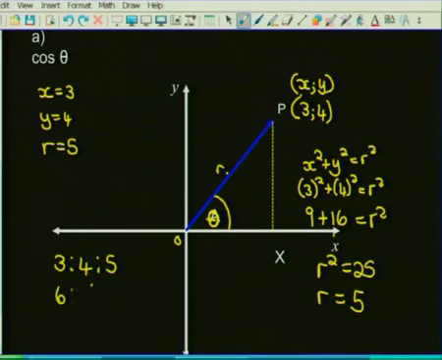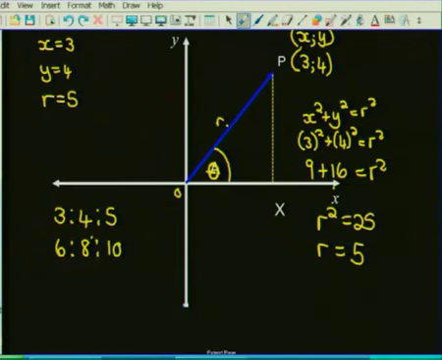And then there's also 6, 8, and 10. And of course, any multiple of that one would be applicable. And then there is 5, 12, and 13. These triples are useful. There are many others, but these 3 are the main ones that seem to get used in questions. So you know as a check that if you've got 3 and 4 for x and y, you've got to end up with a radius of 5.